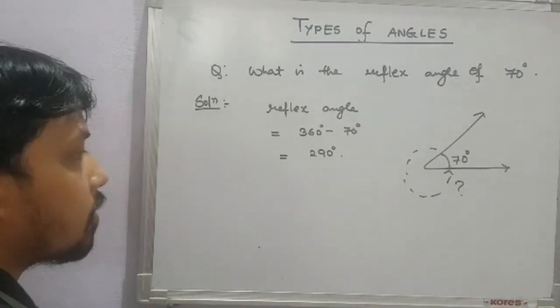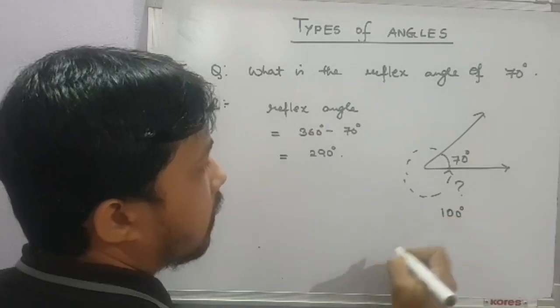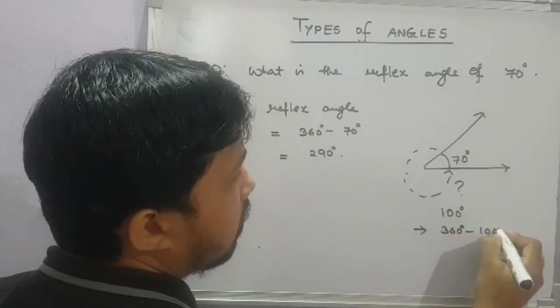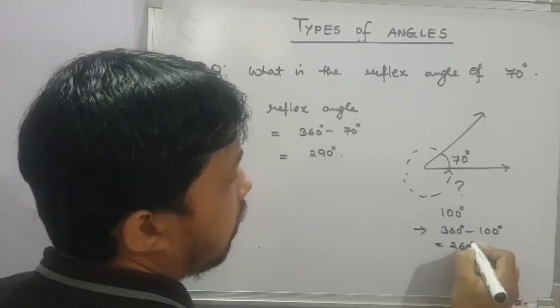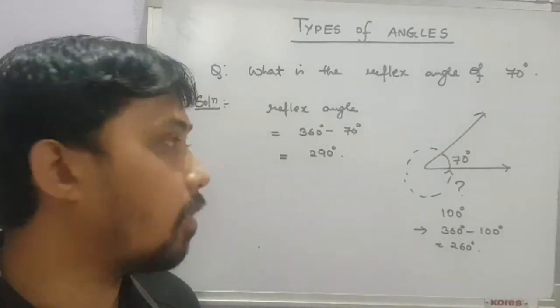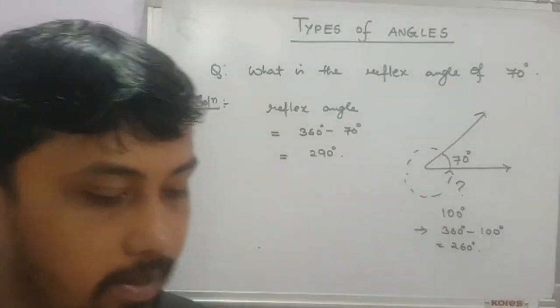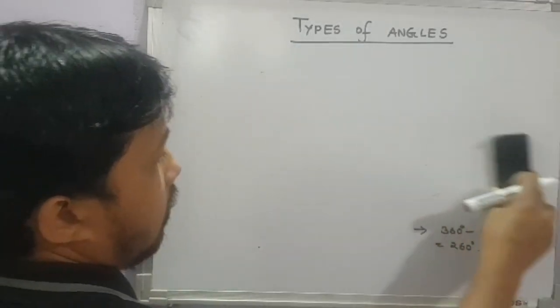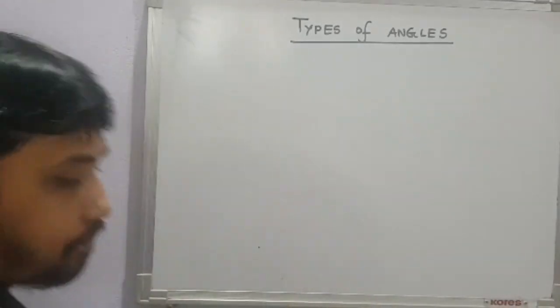So you may be asked what is the reflex angle of 100. The reflex angle of 100 is 360 degree minus 100. That is 260 degree. Right? So a one marker question can be expected from this topic. I hope you have understood. Let's move on and let's learn more types of angles.